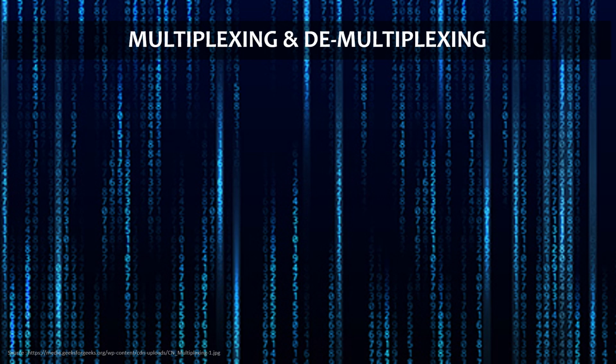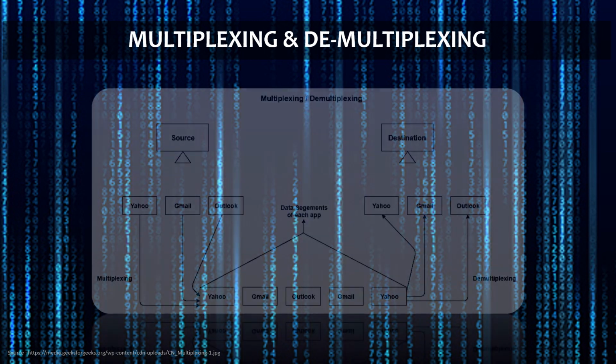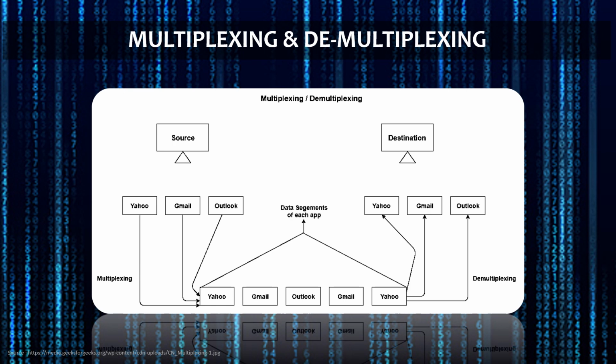Now let's understand the terms multiplexing and demultiplexing. As you can see in the image, here we have source and destination, and the source is sending the data through Yahoo, Gmail and Outlook, and at the destination side we also have Yahoo, Gmail and Outlook. So what is happening over here? Here the source is sending the data from three different applications.